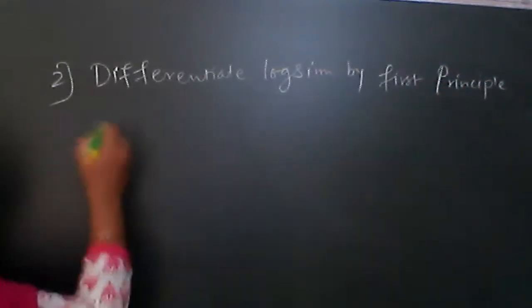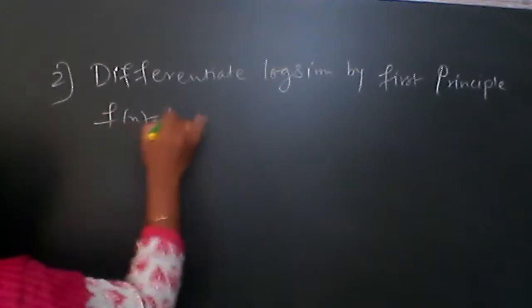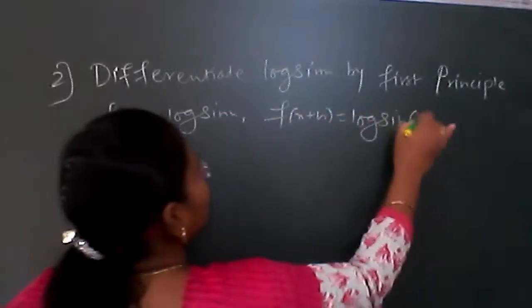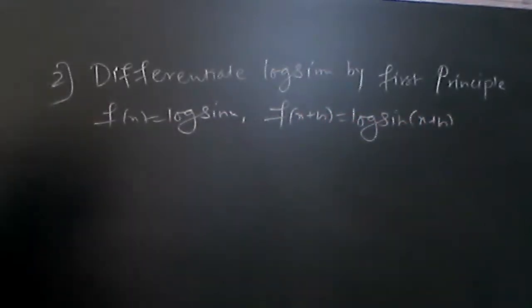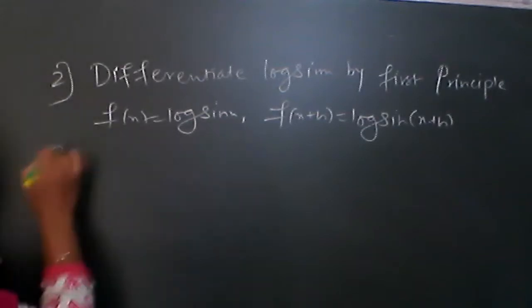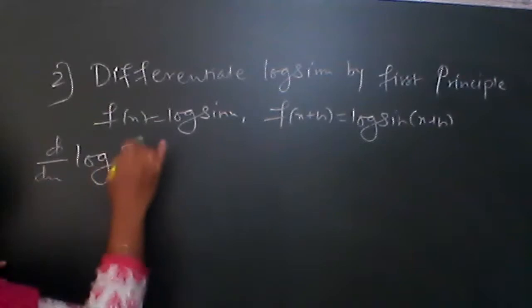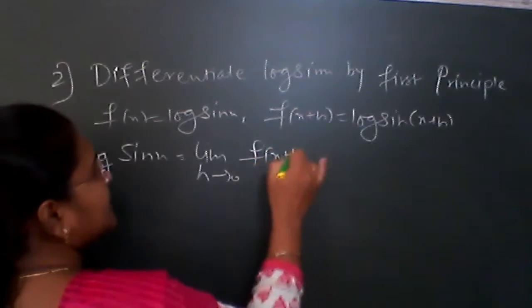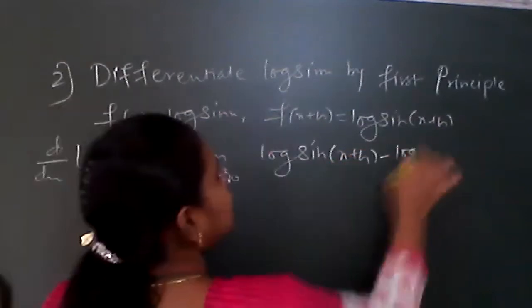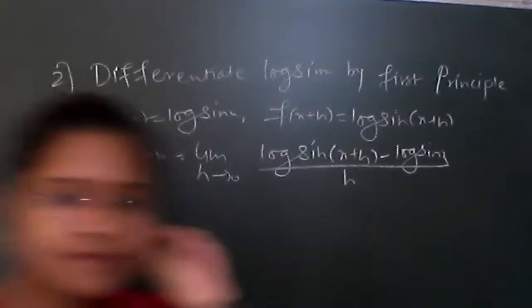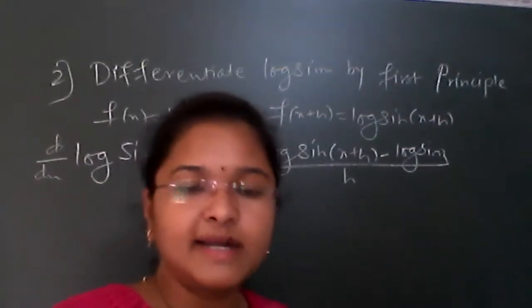Okay, so here f(x) is log of sin x. Get it? So what is the derivative then? d/dx of log of sin x is the limit as h tends to 0 of f(x+h) minus f(x) over h. So directly you can put log of sin(x+h) minus log of sin x, divided by h. Any doubt in this step? Any doubt, student?